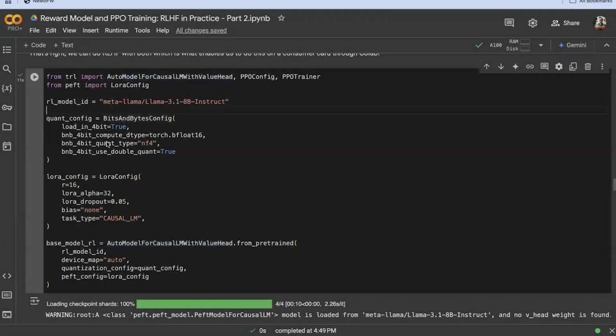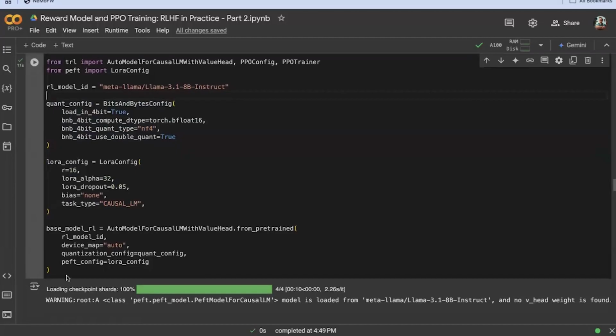Let's go, new auto model. This stuff is typical, right? The LoRa config we saw last time, double quantization. We've seen this now three times in a row. You're going to see this a lot if you're using these models on smaller GPUs. But this is the big one, right?